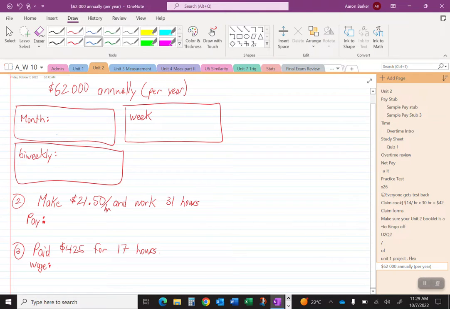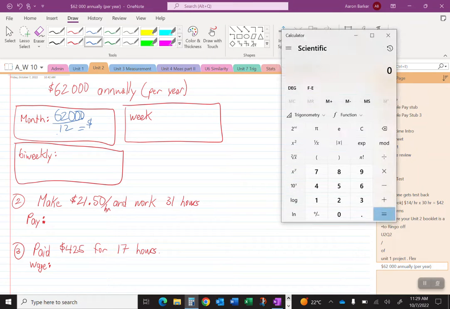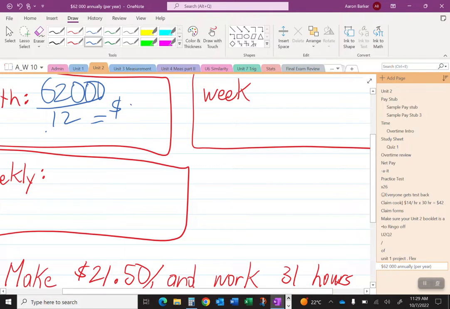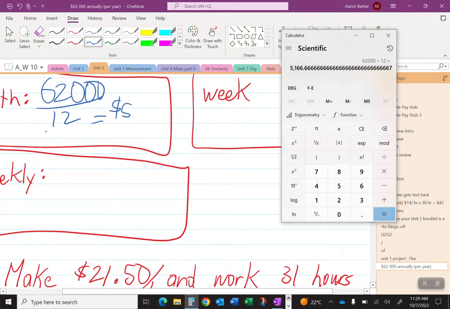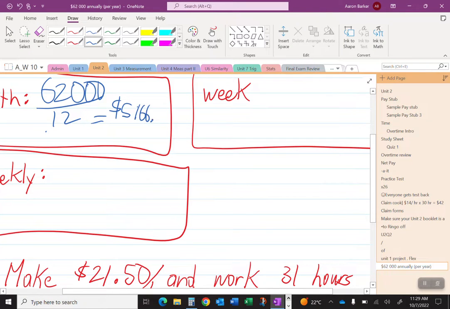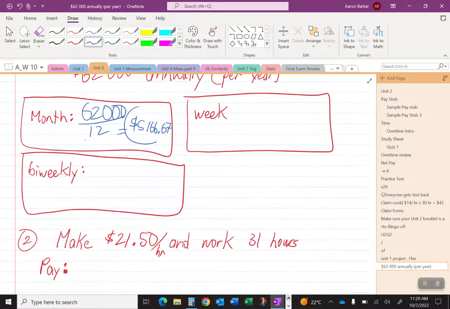Okay, so now that you've had time to answer this, let's go over it. To figure out the monthly, you're going to take your annually, 62,000 divided by 12, and that'll tell you how much money you make a month. So on your calculator, type it in as you see it, 62,000 divided by 12, and you get $5,166.67 when you round.